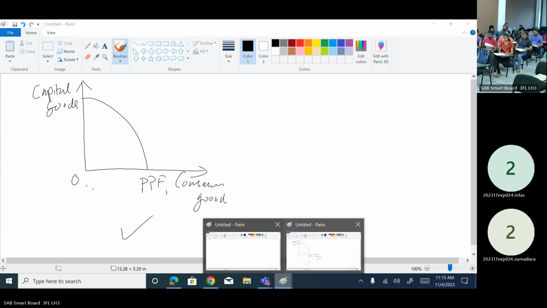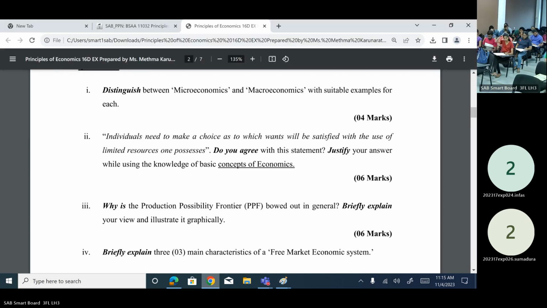Now, please explain 3 main characteristics of a free market economic system. What are the different economic systems that we have studied? Centrally planned, free market, mixed. There are many others, but those are the 3 that we studied in this syllabus.